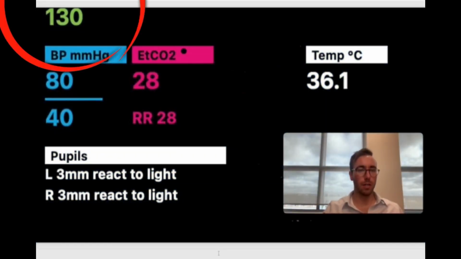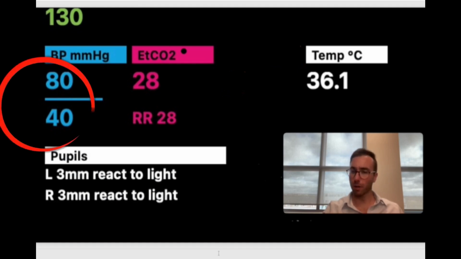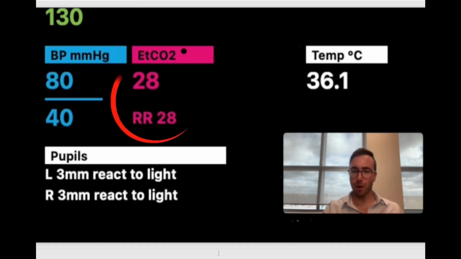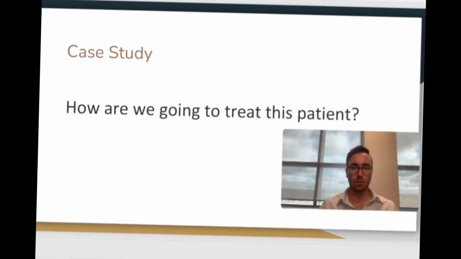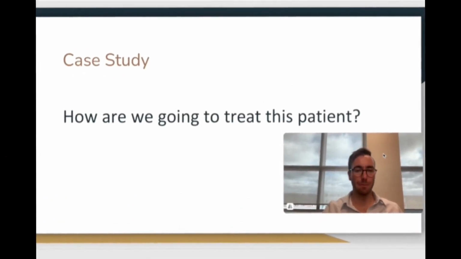So here are the vital signs. Tachycardic at 130. Blood pressure is a little low, 80 on 40. He's breathing about 28 breaths per minute. Lungs are clear. Temperature is 36.1. And his pupils are equal and reactive to light. So how are we going to treat this patient? Let's delve into it.